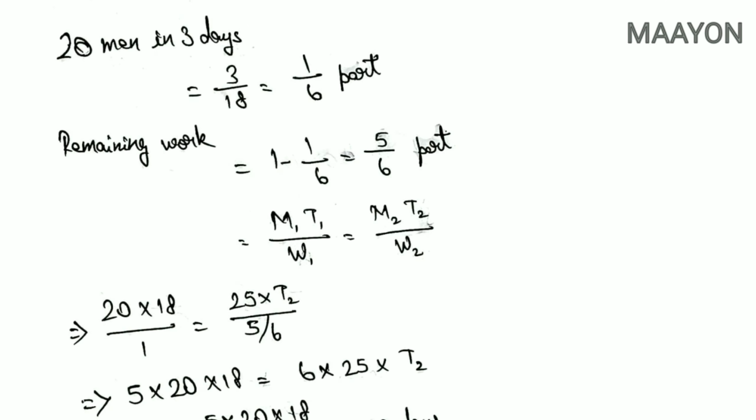Traditional method. As we have to find the number of days taken by 25 men to complete the work, first we have to find the work done by 25 men. To find that, we have to subtract the work done by the 20 men in first 3 days. So we are calculating the work done by 20 men in first 3 days. Here 3 by 18, because the work done by 20 men in 18 days is a whole work. So the work done by 20 men in 3 days would be 3 by 18, that is 1 by 6 part of the work. To find the remaining, 1 minus 1 by 6 equals 5 by 6.